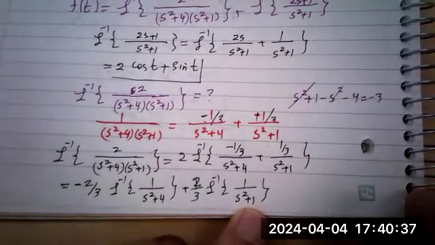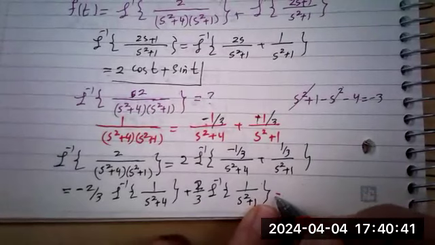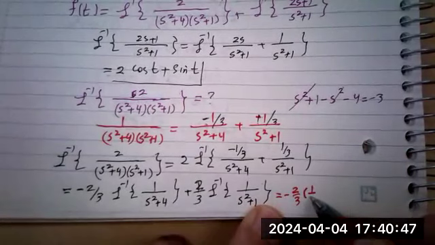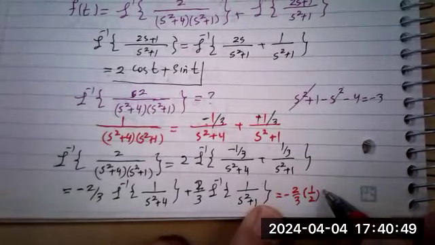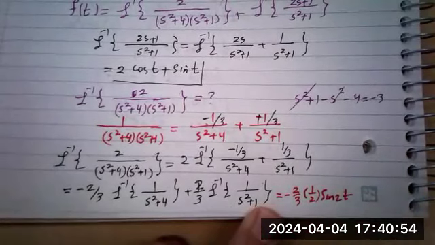Let's see if I can get space to do it. So this is a negative 2/3. It's like integration, for example. So I need a 2 here, so I multiply this one by half. Then that gives me sine of 2t, because the Laplace of sine of 2t is 2 over s squared plus 4.